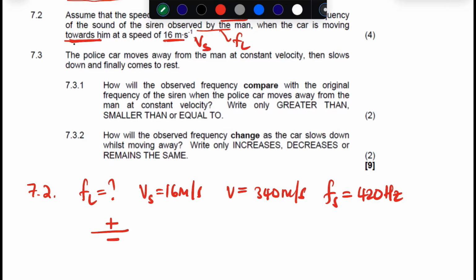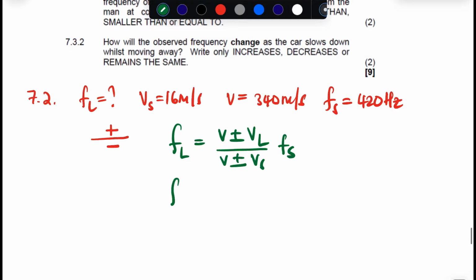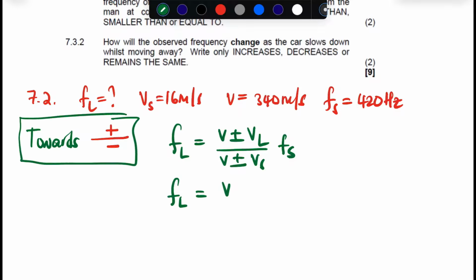So let's write the formula. The frequency of the listener is equal to V plus or minus V L divided by V plus or minus V source, multiplied by the frequency of the source. And now, since we know it's towards, guys, when we talk about towards, it's this. Check my previous video. It's going to be plus V L divided by V minus Vs, times the frequency.